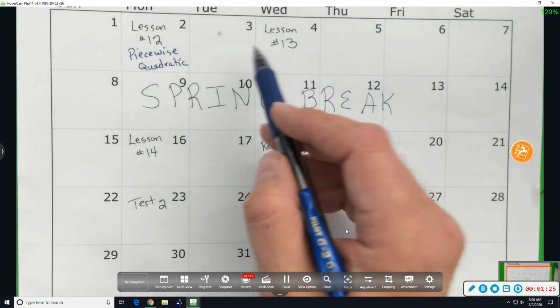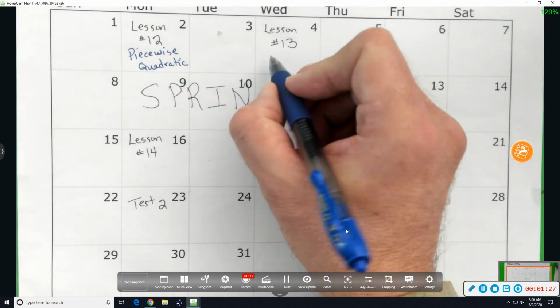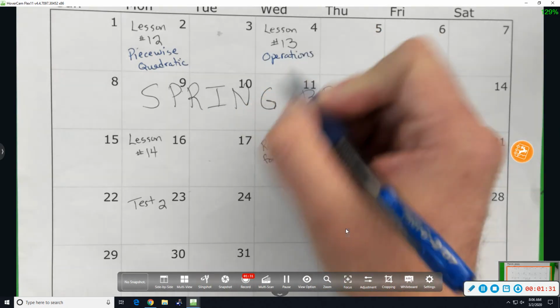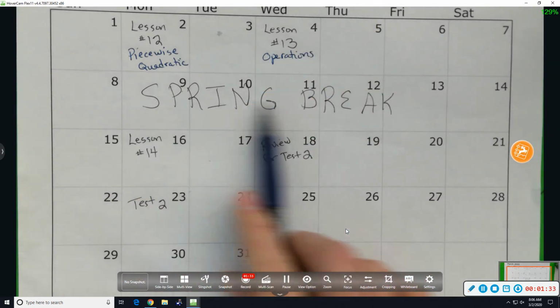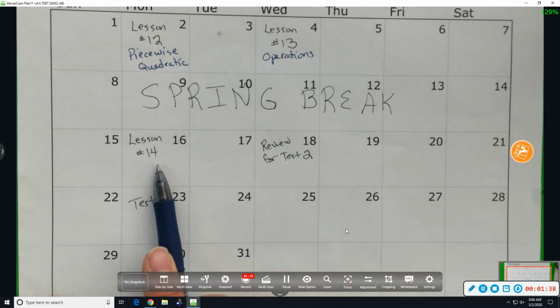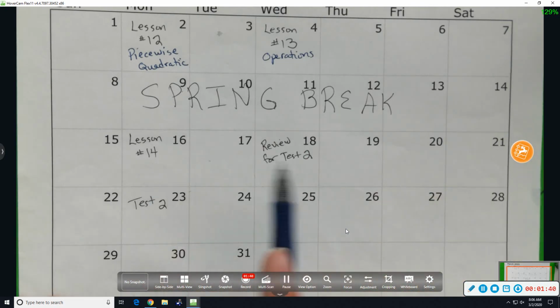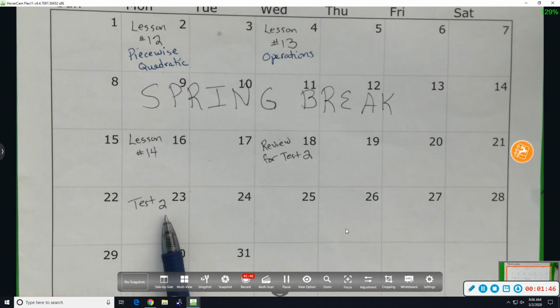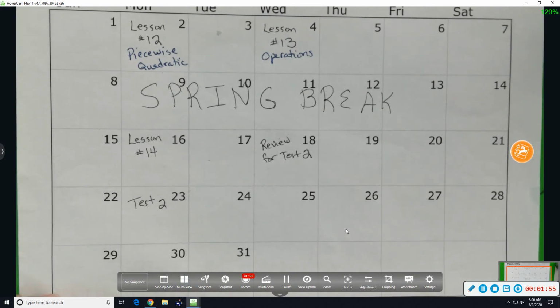And we're going to do some operations on functions on Wednesday. Add, subtract, multiply, divide. Then next week is spring break. One more lesson 2 weeks from today before we review for our test. The second test will be 3 weeks from today, March the 23rd. So this is my way of announcing when the test is coming.